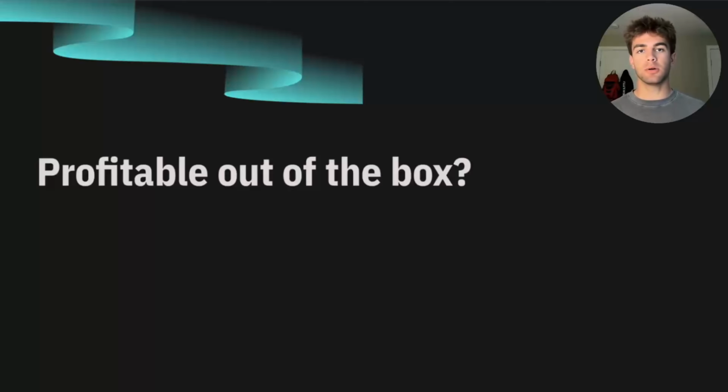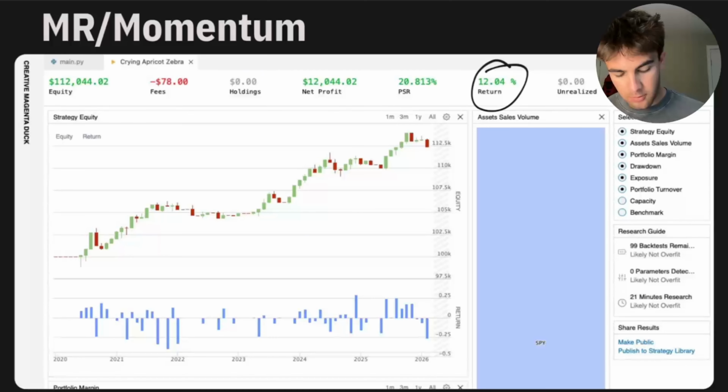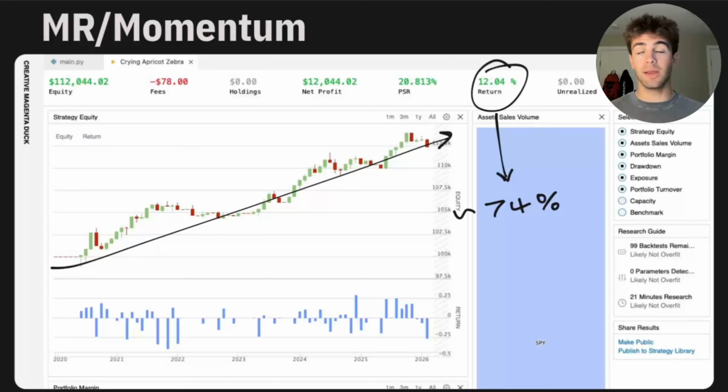Now, was it profitable out of the box before optimization? Yes, in fact, it was a 12% return. As we can see, we have an up and to the right equity curve. Very exciting. One thing to note, though, the 12% return over this period, a buy and hold of the S&P would have generated a 70-something% return. So it is not very profitable compared to just a buy and hold of a benchmark. However, I'm not too mad at that, and we'll see why.